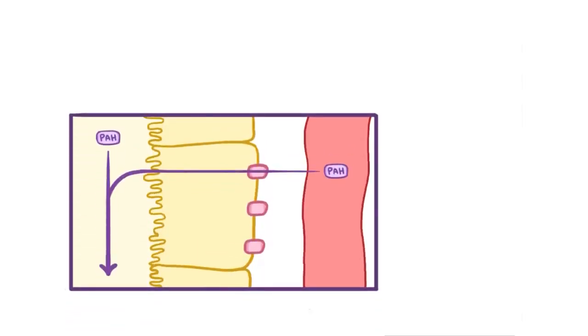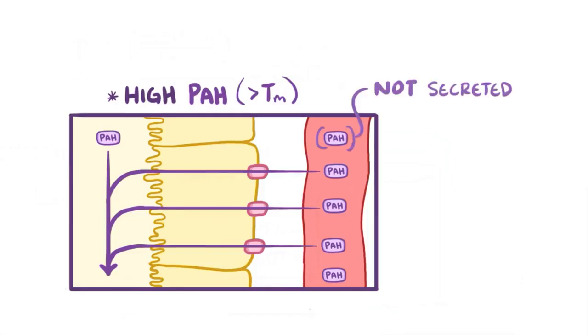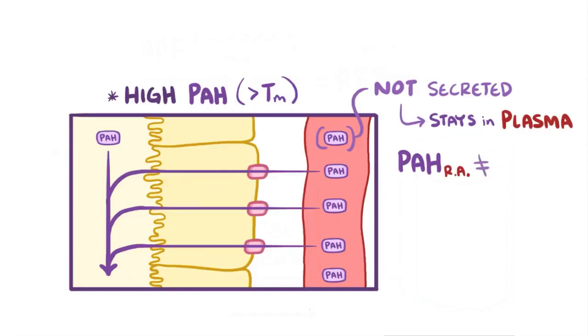Normally, because all of the PAH gets cleared by the kidney, renal plasma flow equals PAH clearance. At high PAH concentrations, above the transport maximum, PAH continues to get freely filtered, but the PAH that bypasses the glomerulus starts to overwhelm the carrier proteins in the tubule. As a result, secretion will reach its saturation point, and some of this PAH will be left behind in the plasma, and PAH in the renal artery will no longer be equal to the PAH in the urine. In fact, this means that PAH in the urine starts to fall below the PAH in the renal artery.